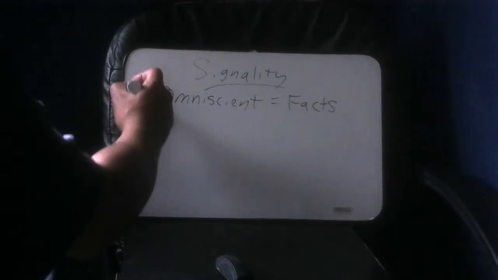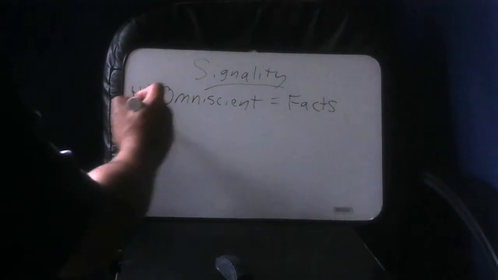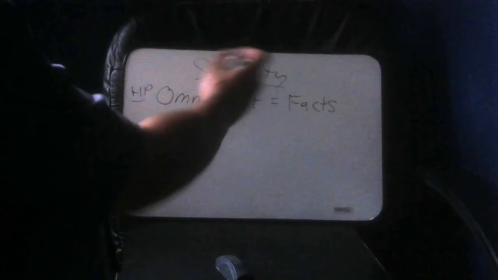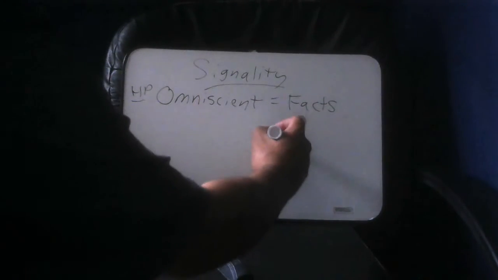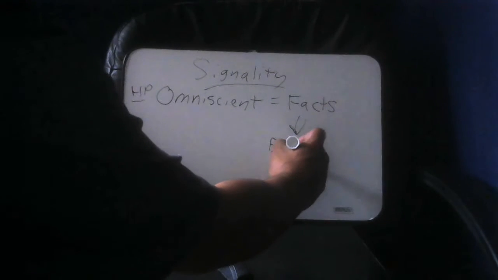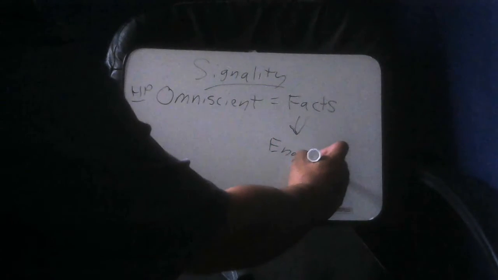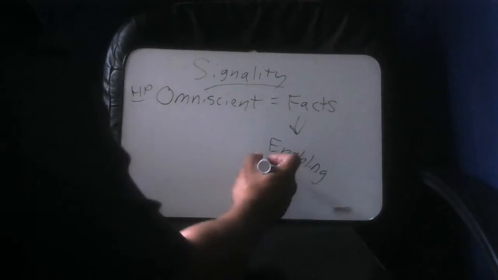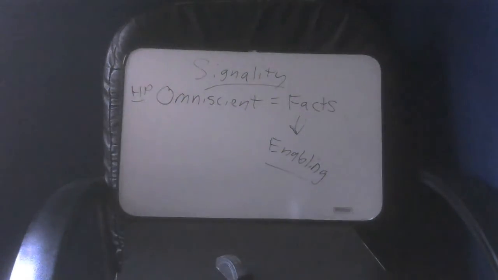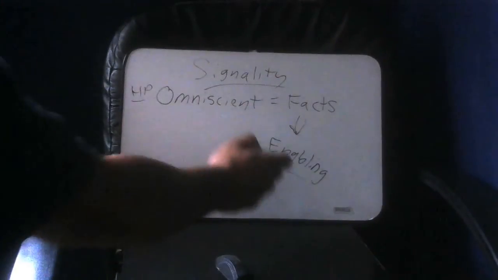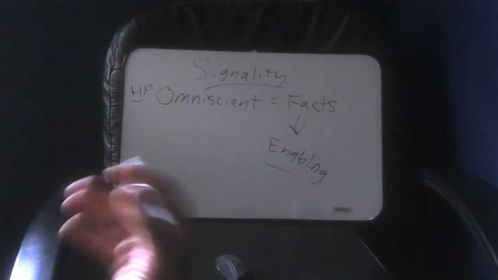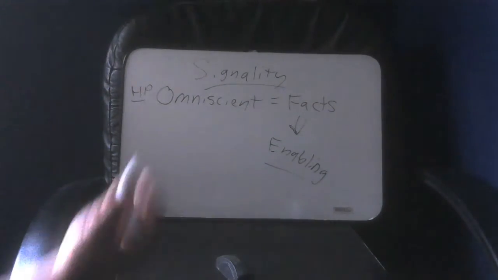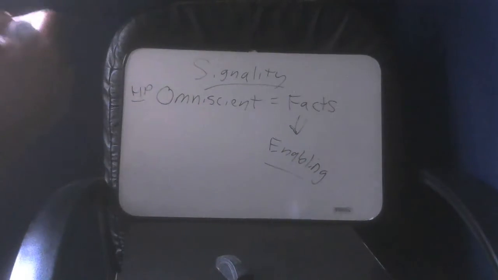So when you're talking about high priority omniscient discourses, which is what Signality uses, you're talking about facts that enable us to complete the space exploration path. And these are called enabling facts. Okay, so the high priority omniscient discourses are enabling facts. They let us know the most important information in order to begin the space exploration. And this is mostly what Signality is about.